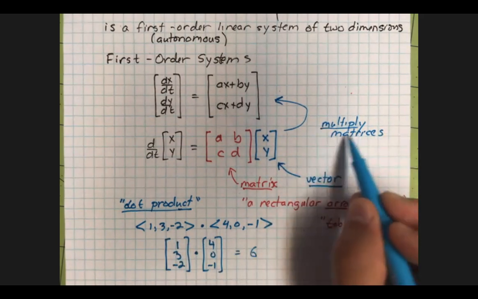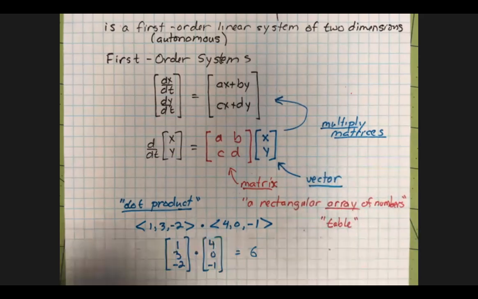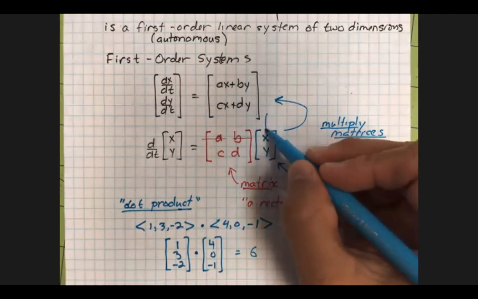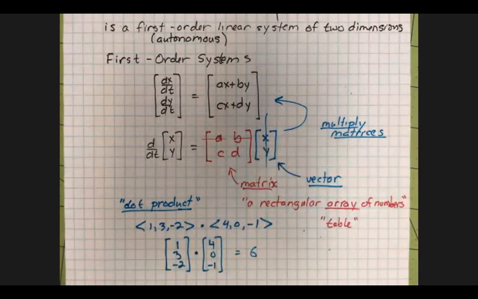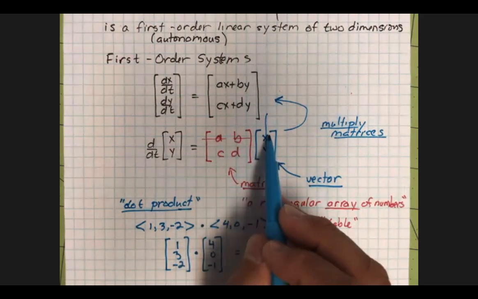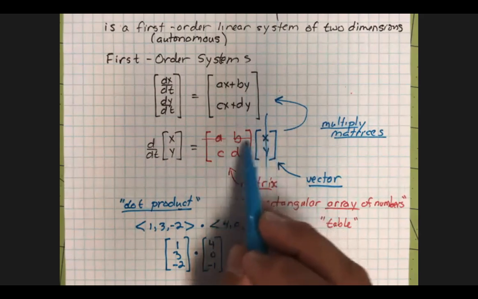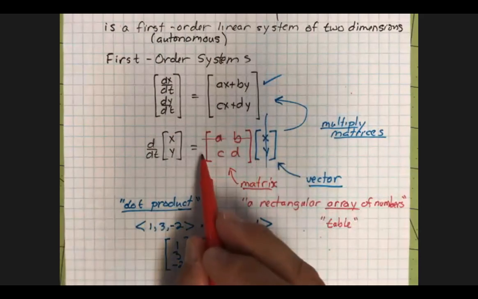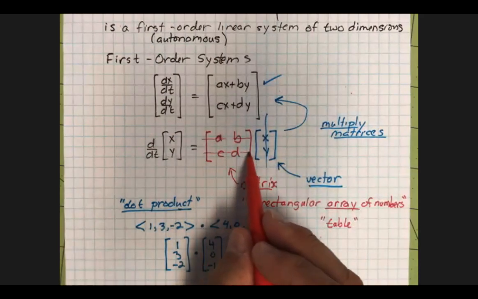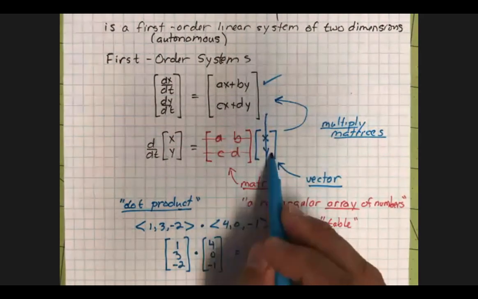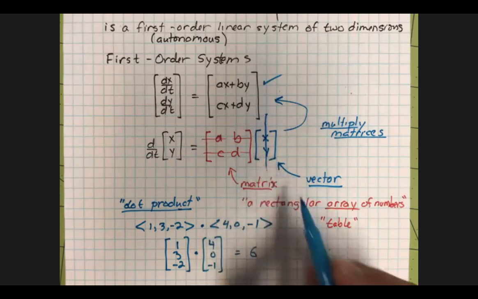Well, now I can tell you how to multiply matrices. You multiply matrices by dotting each row of the first matrix with each column of the second matrix. So when I dot the row vector AB with the column vector XY, I get A times X plus B times Y. That's what goes in the first slot. And when I dot the row vector CD with the column vector XY, I get CX plus DY. So it's just two dot products here.